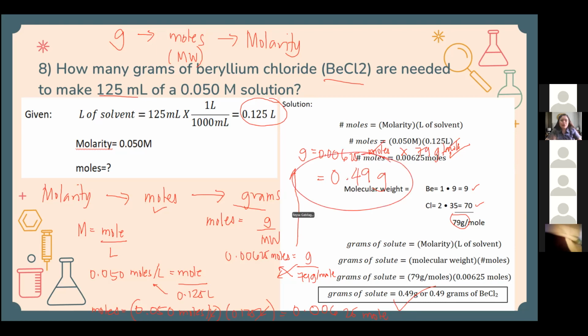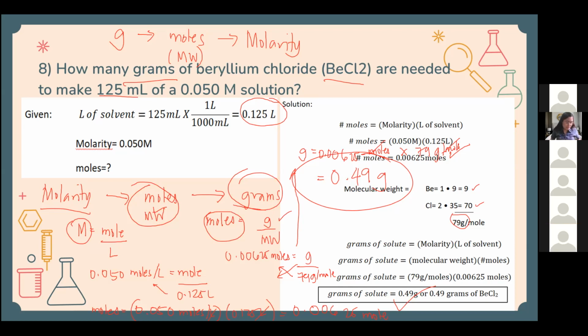So that's how you are going to do the computation when it is reversed. When grams is what is being looked for, start with molarity, find the moles first, and compute the molecular weight before you can compute the grams. So start with the molarity formula and then end with the moles formula to get the grams. This one is reversed from the previous problems. Questions about number 8? Did you get the 0.49?